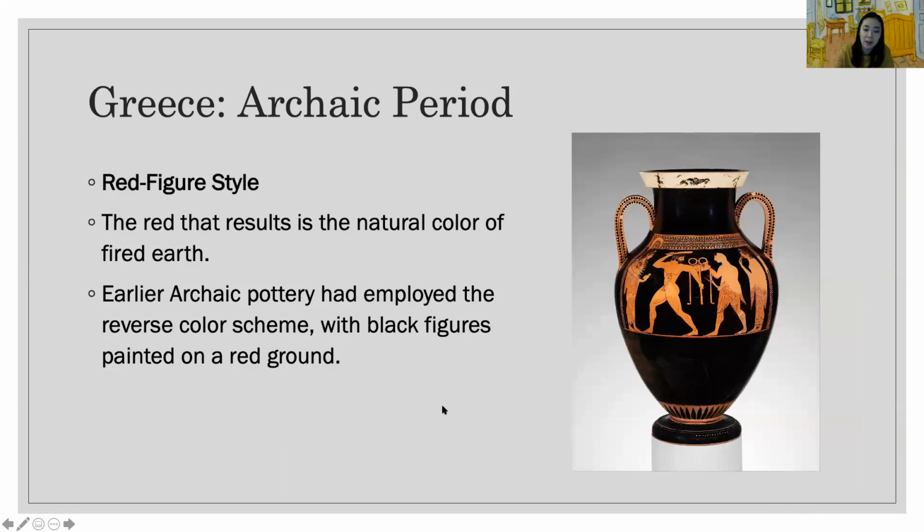And the painting technique on the pottery is called red figure style during the archaic period. So the ground is painted black, and while figures are left mostly unpainted like this, with only thin black lines to describe the forms. And the red that results is the natural color of fired earth. So earlier archaic pottery has employed the reverse color scheme with black figures painted on a red ground.